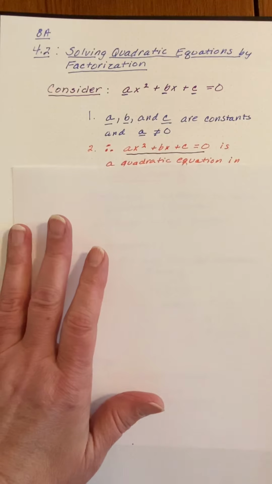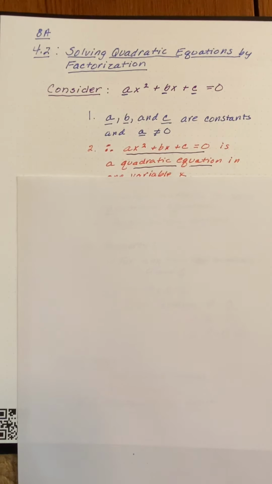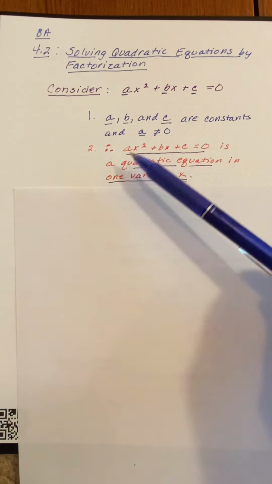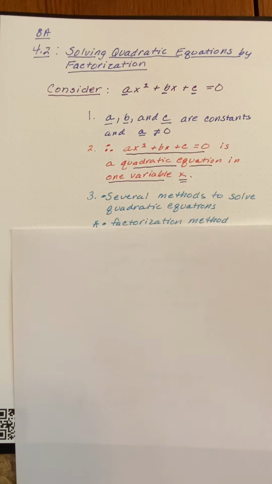Number 2, therefore, ax squared plus bx plus c equals 0 is a quadratic equation in one variable x. So we just have one variable to solve for. Number 3, several methods are able to be used to solve quadratic equations. In this lesson, we are going to use the factorization method.